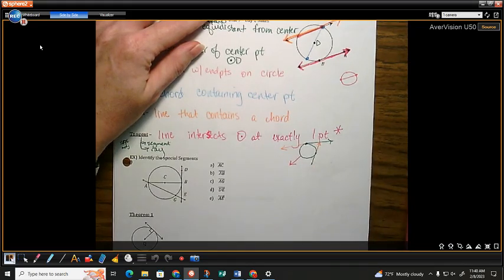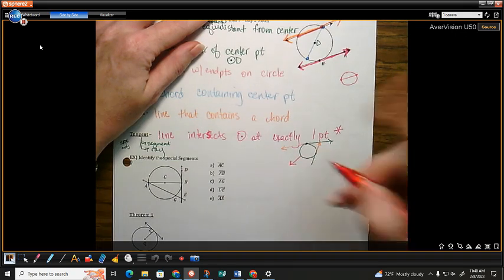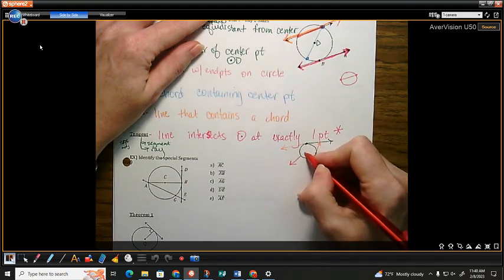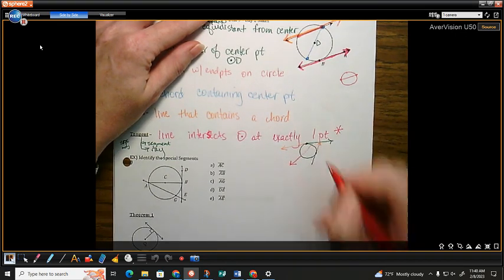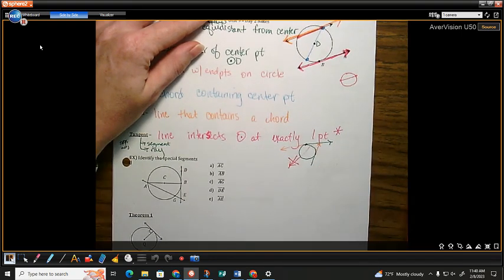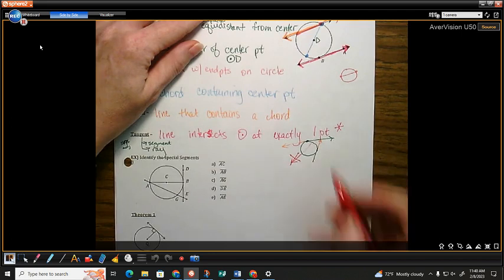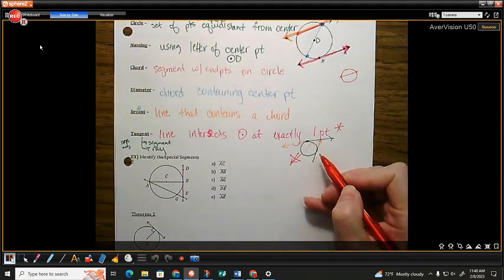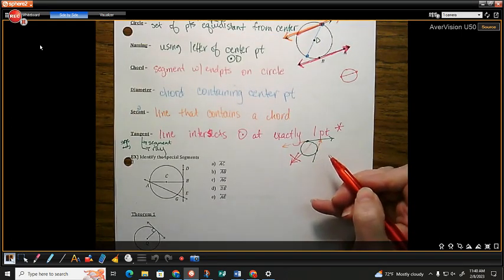That would not be a tangent. What's wrong with it? If you extended it the other way, it would touch a second time. And that's bad, so we don't want that guy. Okay? So this point where a tangent touches is really important, isn't it?